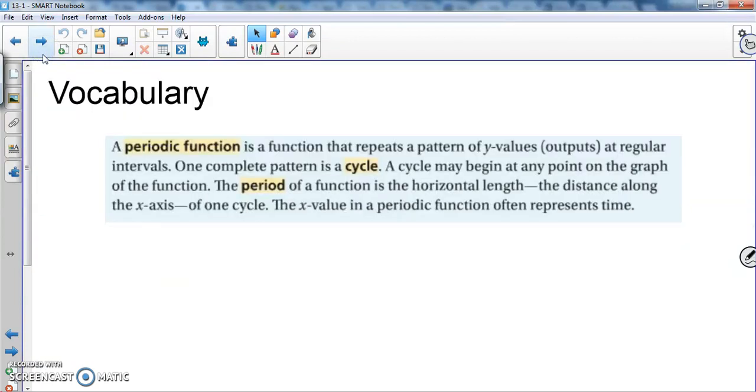First, some vocabulary. A periodic function is a function that repeats a pattern of y values, or the outputs, at regular intervals. One complete pattern in a periodic function is called a cycle. A cycle may begin at any point on the graph of the function. The period of the function is the horizontal length, or the distance along our x-axis, of one full cycle. The x value in a periodic function often represents time.